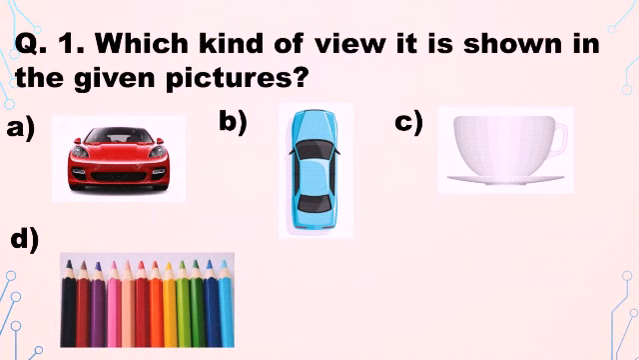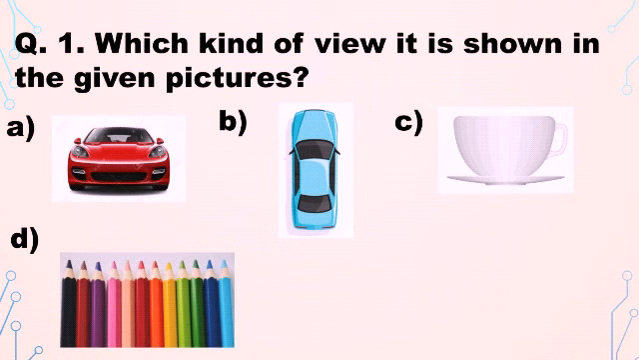The first question is: which kind of view is shown in the given pictures? See the given pictures. There are four different pictures, and you have to mention which kind of view it is. You know that there are three types of views: top view, front view, and side view. In picture A we are getting one car. It's a car, but which kind of view is it? Top view, front view or side view?